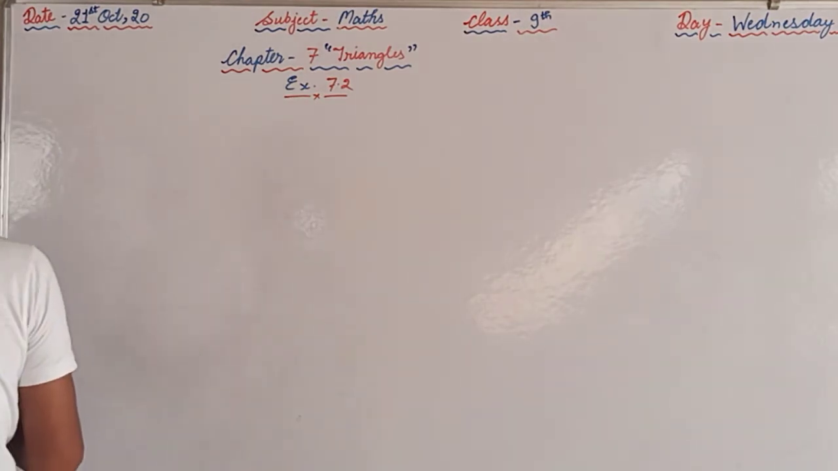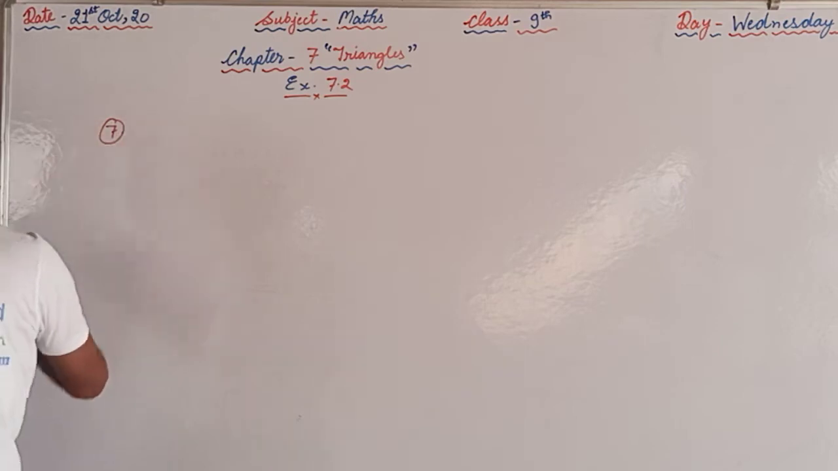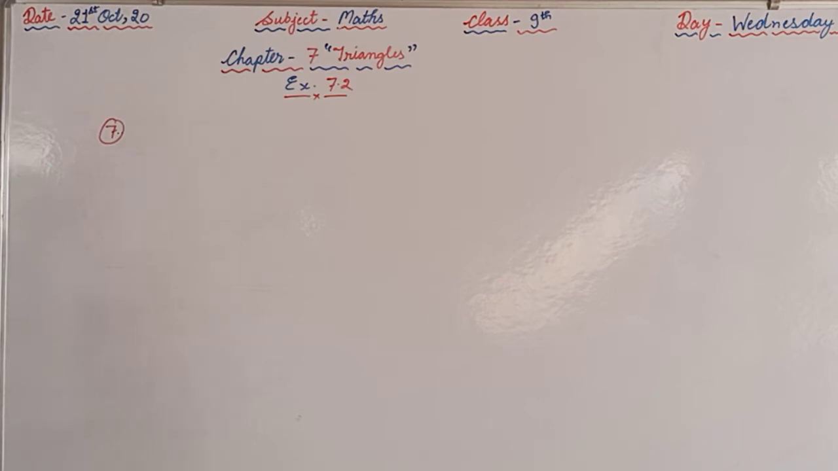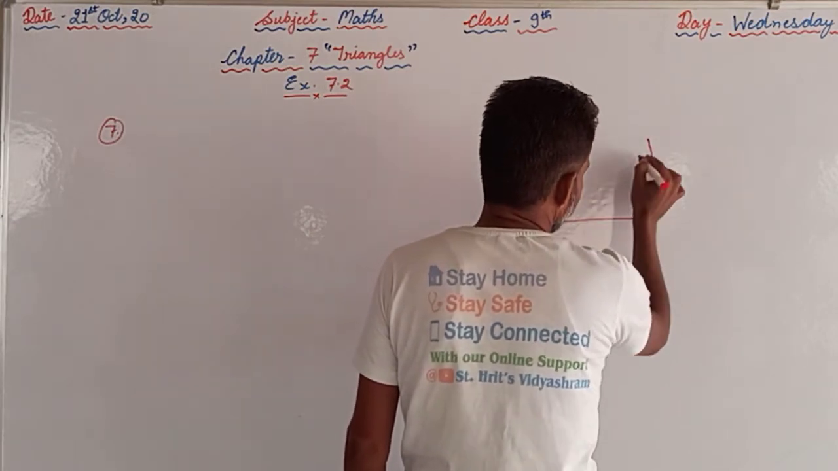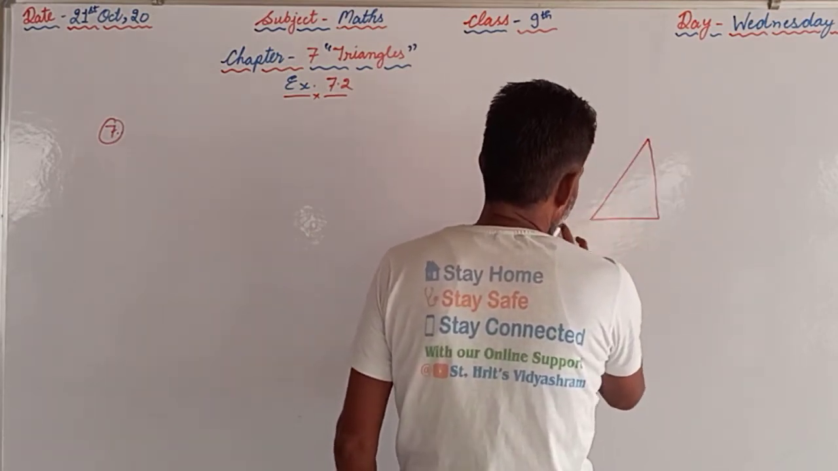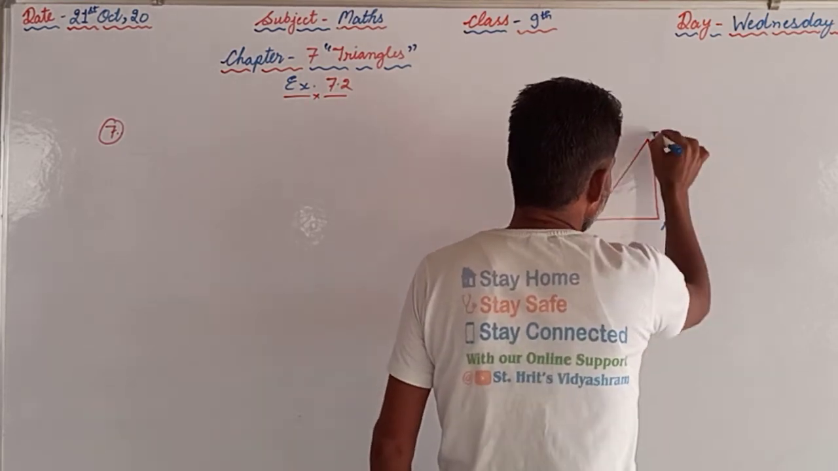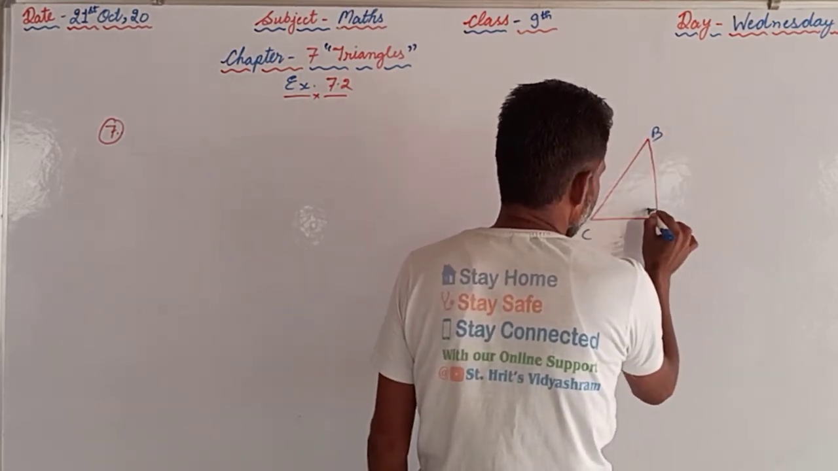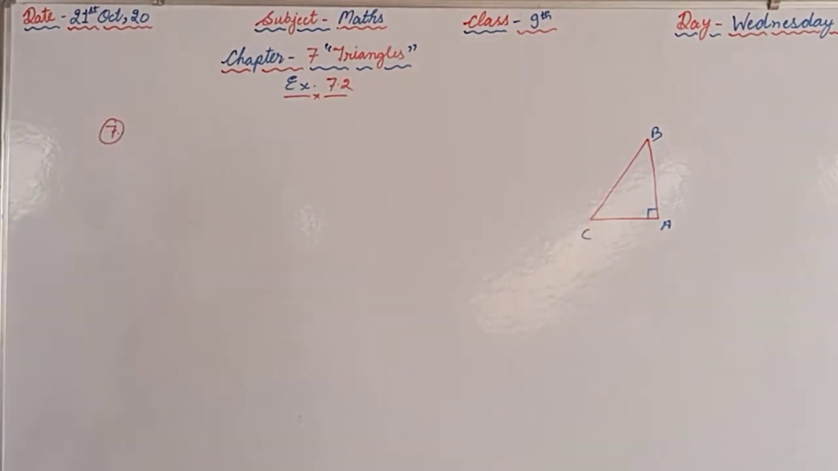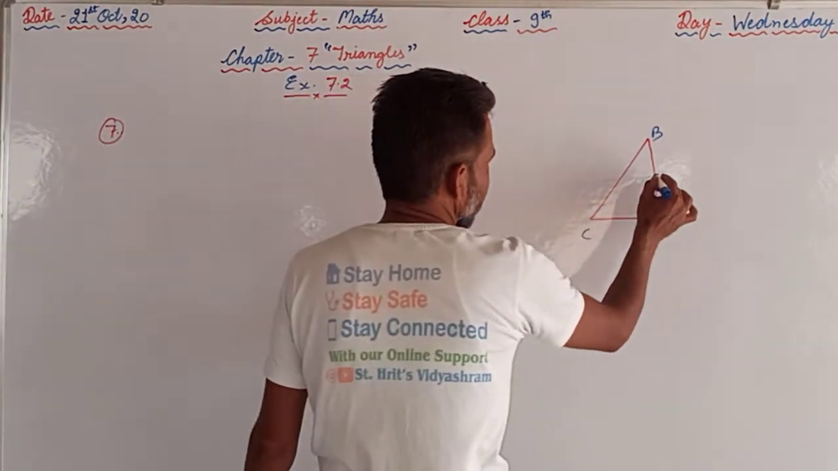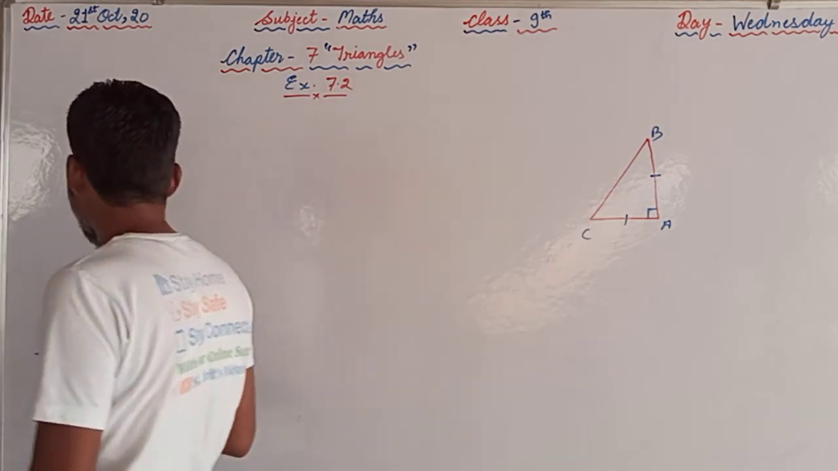Question number 7 now of exercise 7.2. ABC is a right angle triangle in which angle A is equal to 90 degrees, such that AB is equal to AC. So that is given.